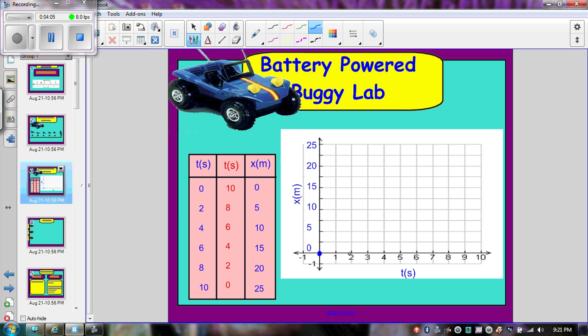At 2 seconds, my data shows I was at the 5 meter mark. So I will put a dot there. At 4 seconds, I was at the 10 meter mark. At 6 seconds, I was at the 15 meter mark. At 8 seconds, I was at the 20 meter mark. And then finally at 10 seconds, I was at the 25 meter mark.